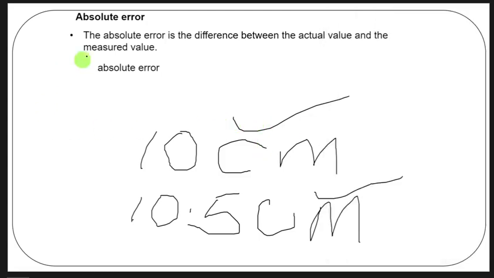So we are saying the absolute error is the difference between the actual value and the measured value, which can be equal to the measured value minus the actual value. Then we put it in modulus. These bars are called the modulus, meaning the value which comes out of this modulus must always be positive.